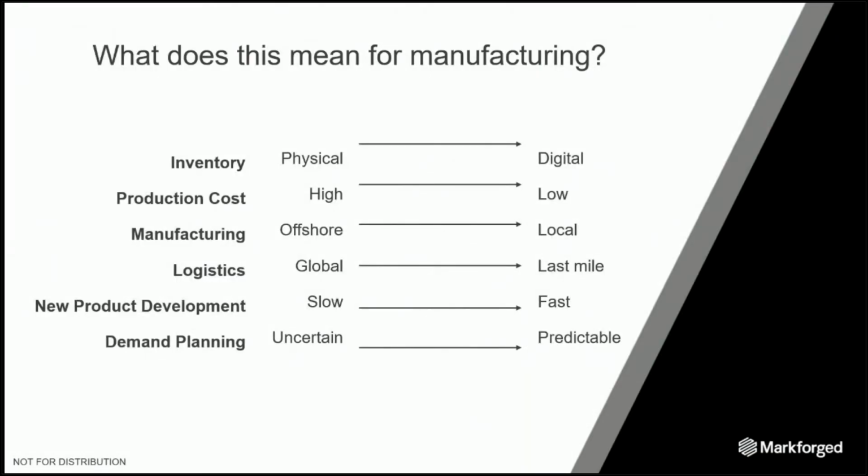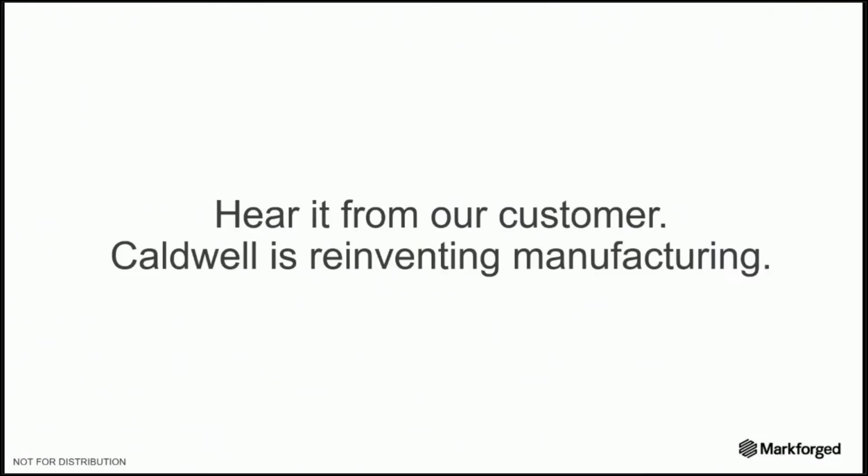So what do we do? We move inventory from physical to digital. We move your production costs, lowering it from typically a high price to a lower cost. Your manufacturing to local from offshore, logistics to last mile from global, and then we speed up new product development, and basically help with demand planning to make it predictable and certain. So here we'll hear from a customer, Caldwell Manufacturing.